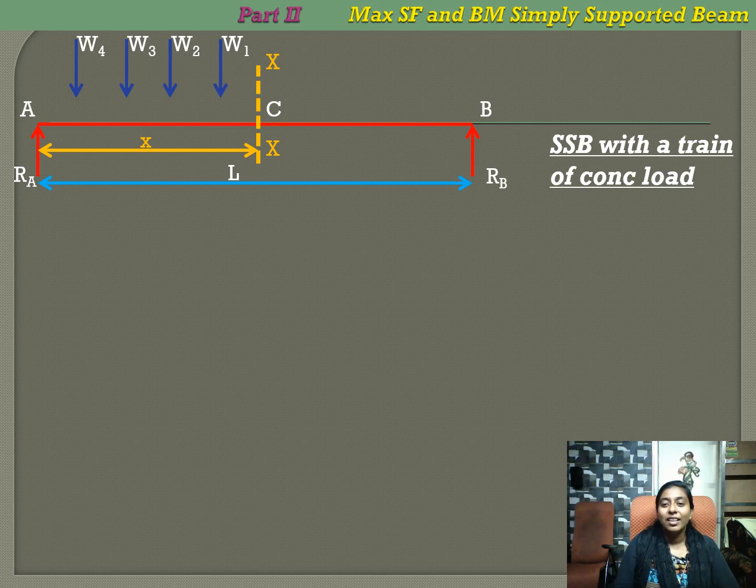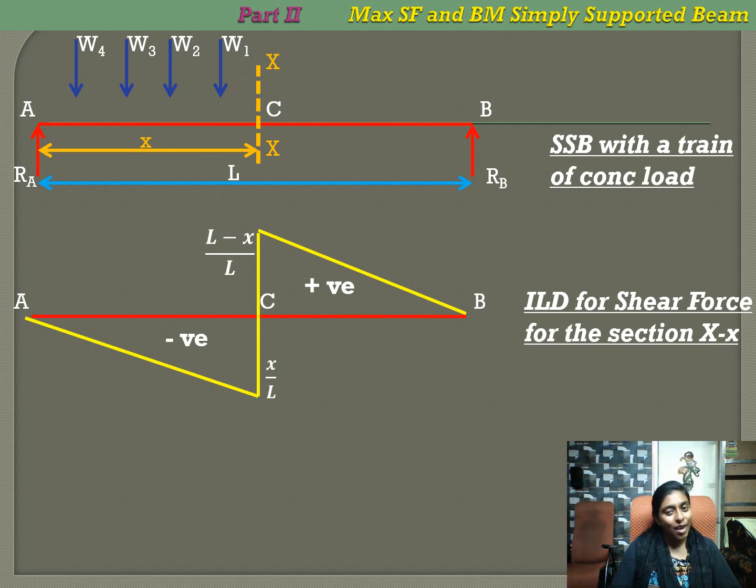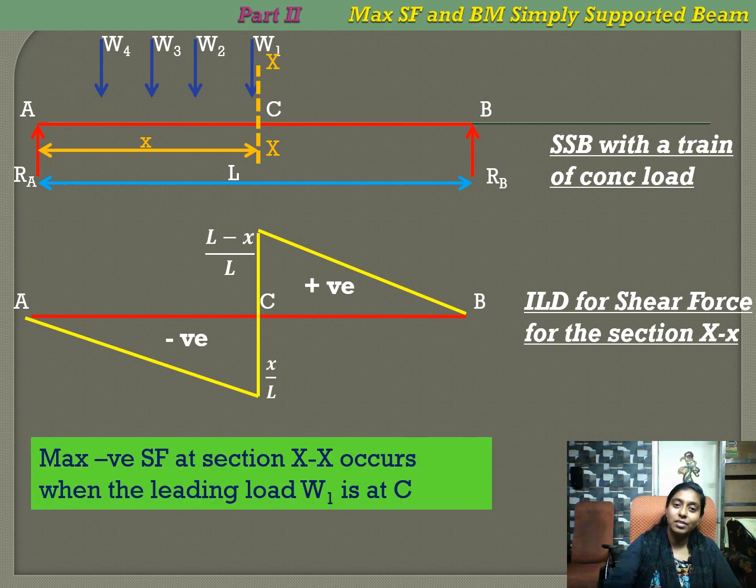So, for understanding purpose, we have taken a train of 4 loads, W1, W2, W3, W4. These loads are moving from A to B. Our section is taken at a distance x. As usual, this is our influence line diagram for the shear force. Now, the maximum negative shear force at section XX occurs when the leading load W1 is at C.